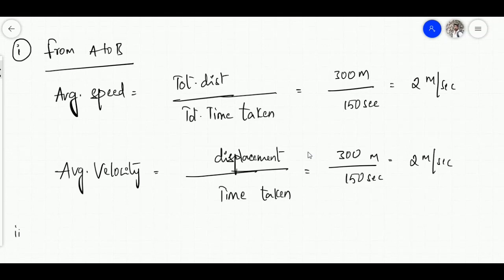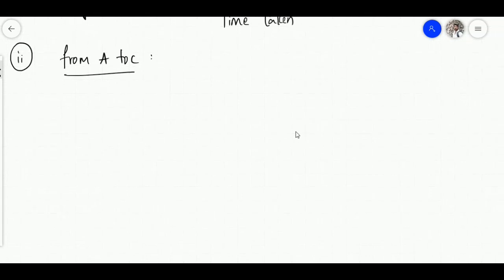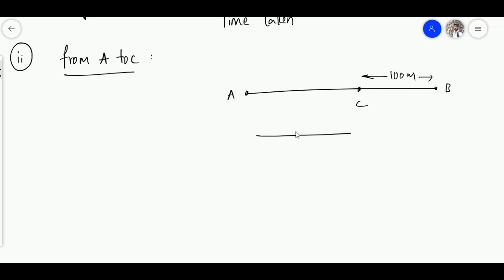So coming to the second one. He's asking from A to C. So we have to find both average speed and average velocity for the case A to C. Let me draw again here. This is A and this is B, and he again jogs back to point C. This is 100 meters, and the entire 300 meters was traveled in 150 seconds. So from point B to C, he traveled 100 meters back and it took 1 minute, it was given. That means 60 seconds.